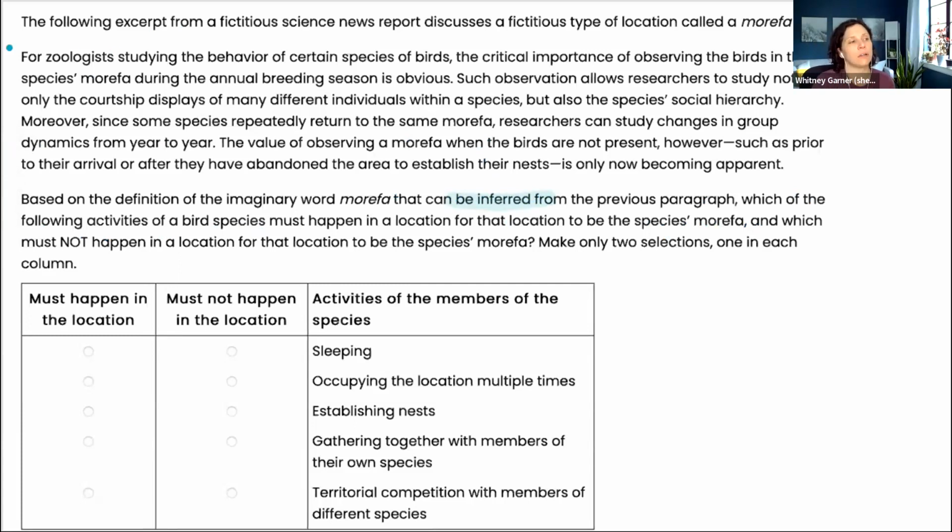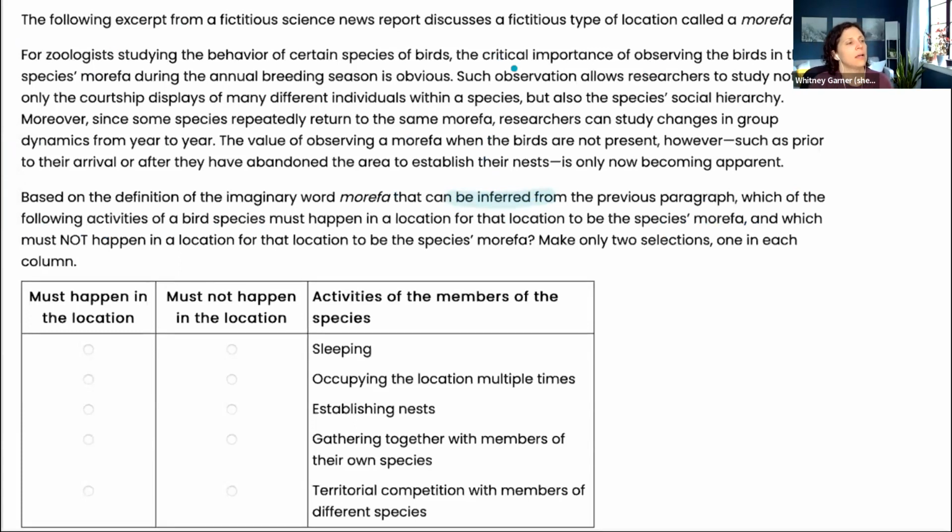So let's look at this little story. They tell us we're observing these birds in these morifa. We observe them during their annual breeding season. So clearly they're there during the annual breeding season.